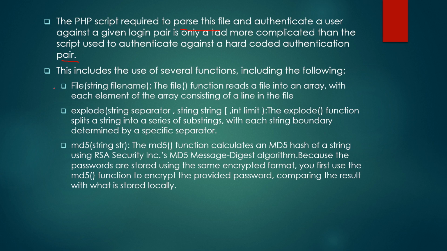The first function that we are going to use is the file function. Actually, this f should be in lowercase. It takes one parameter, which is the file name. The file function reads a file into an array. We need this function since we are using a file in which we are storing usernames and passwords. It will read the file into an array, with each element of the array consisting of a line in the file.